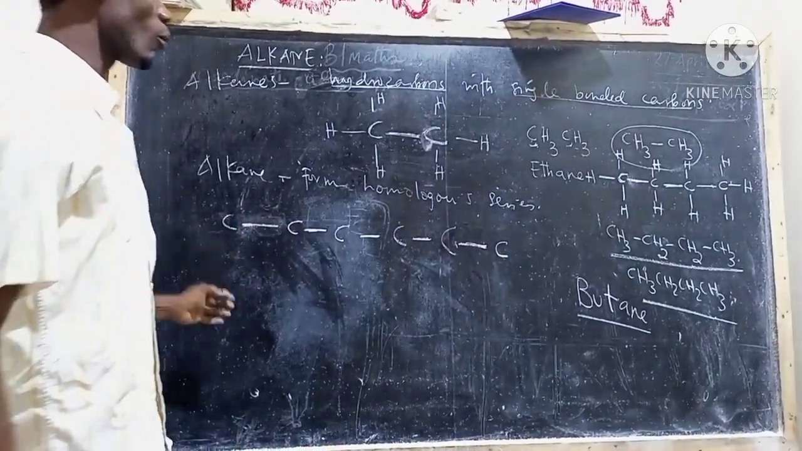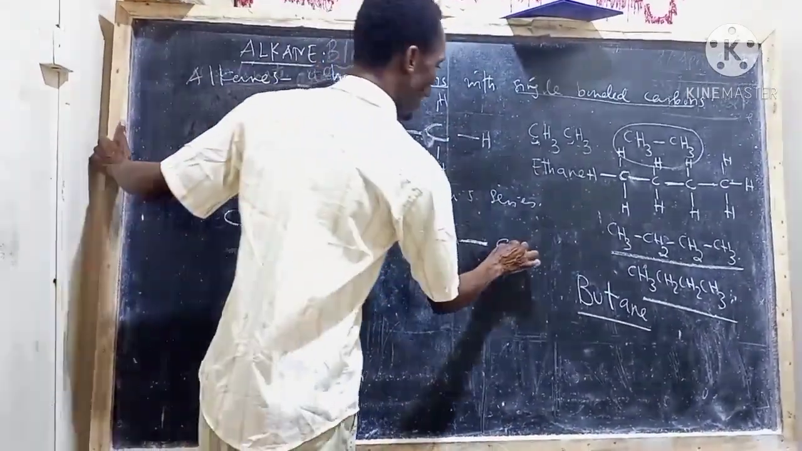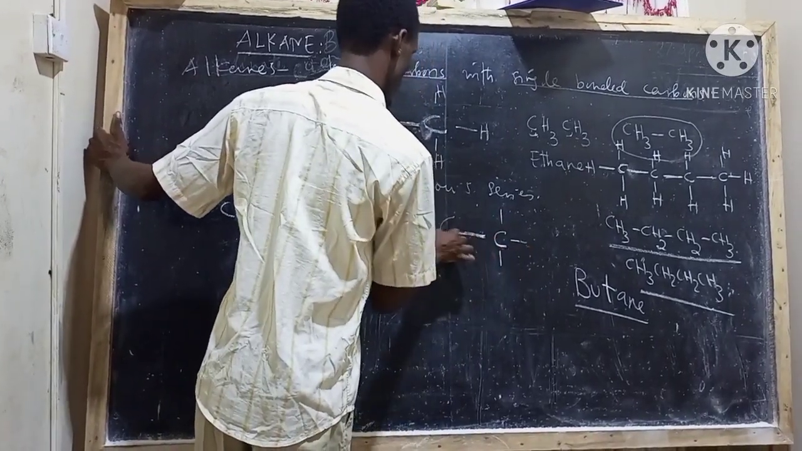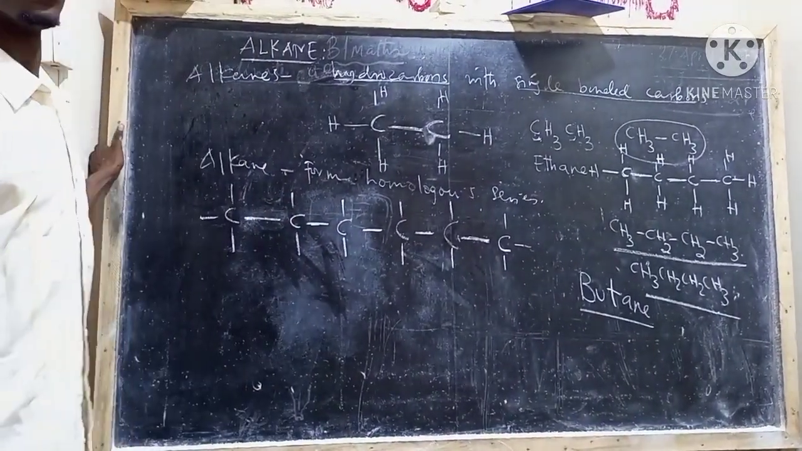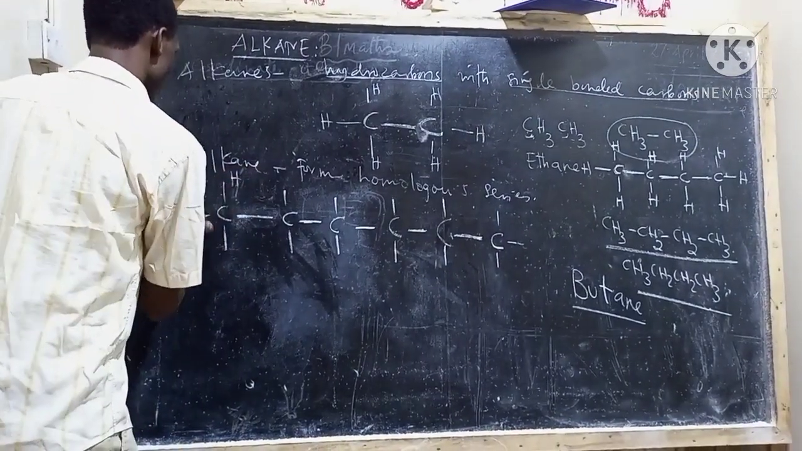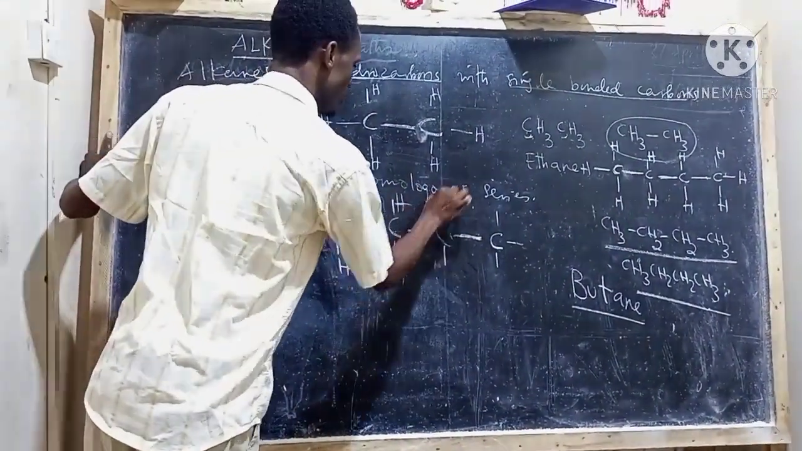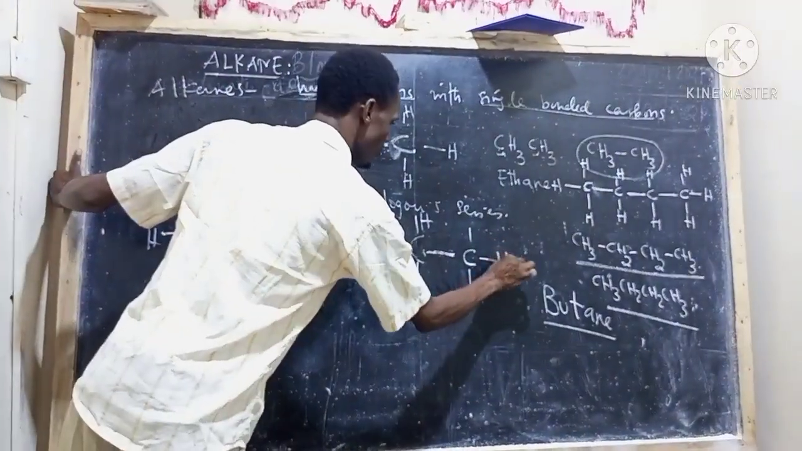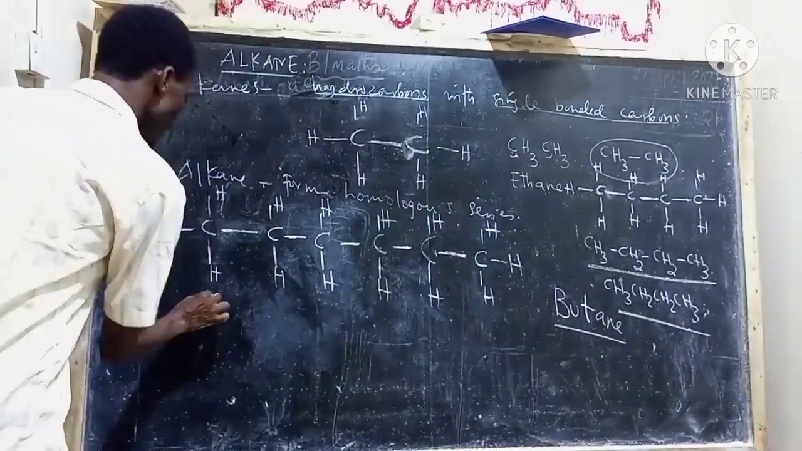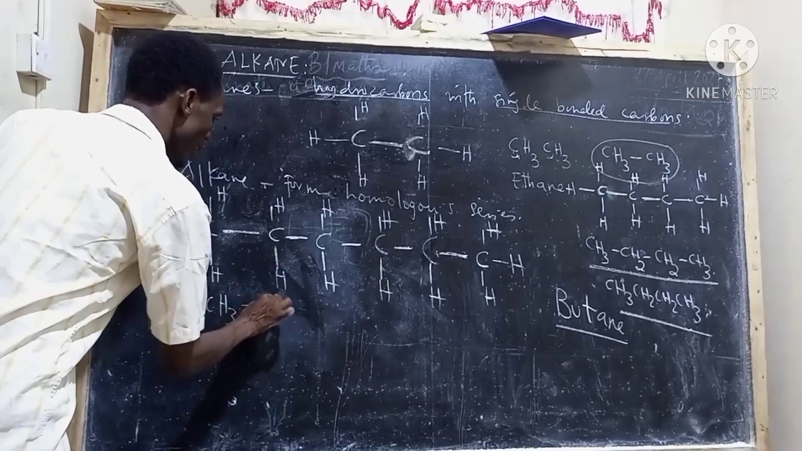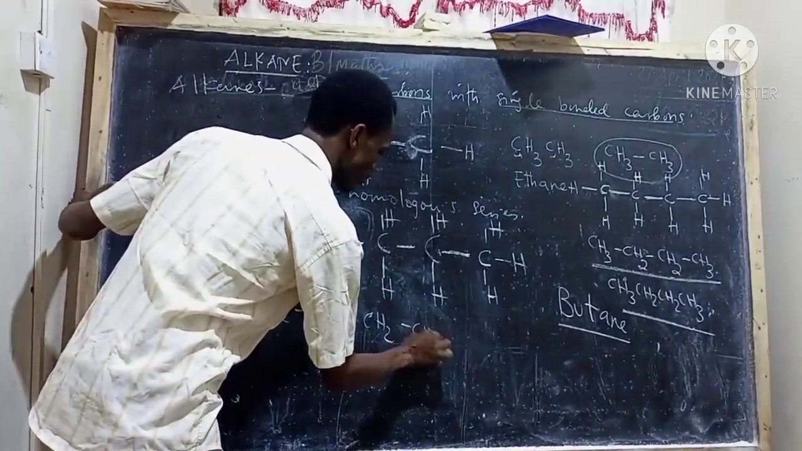Now that the carbons are joined with single bonds, we want to fulfill the conditions of the tetravalent element carbon. Here we have one, two, three, four, then here, then here, then here, then here, then here. That is simple. So we add hydrogens to each remaining bond. In short, we have CH3, then CH2, CH2, CH2, CH2, then CH3.